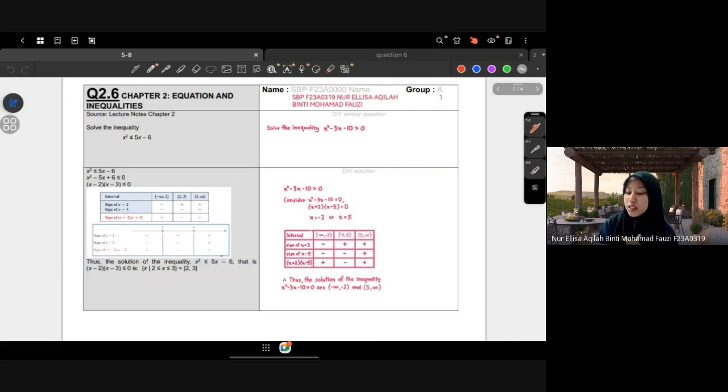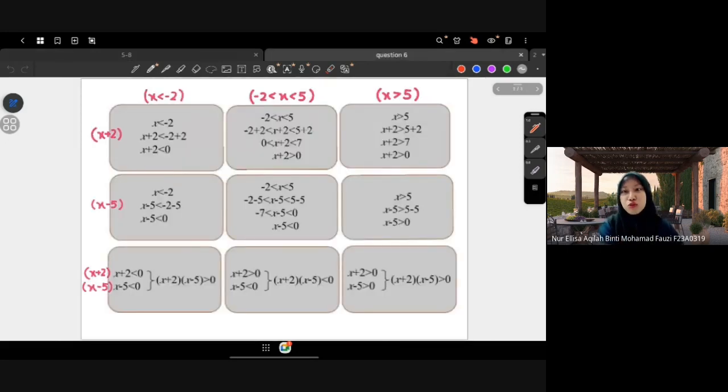Next, we will use a table to analyze the inequality. We divide the real number line into intervals based on the roots of the factors, which are x plus 2, x minus 5, and x plus 2 times x minus 5. And then this is the sign for each interval. So this is an example of how to solve the problem.